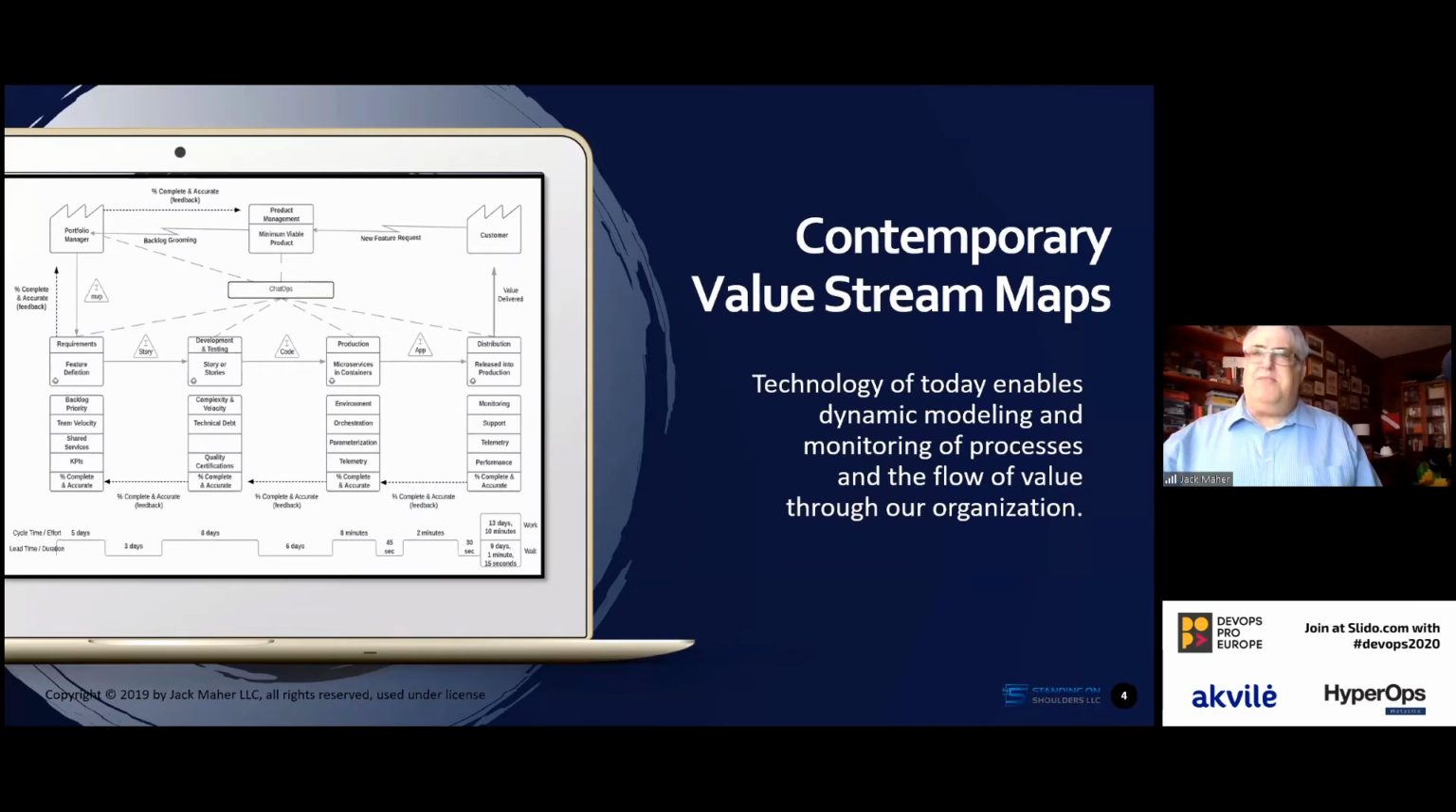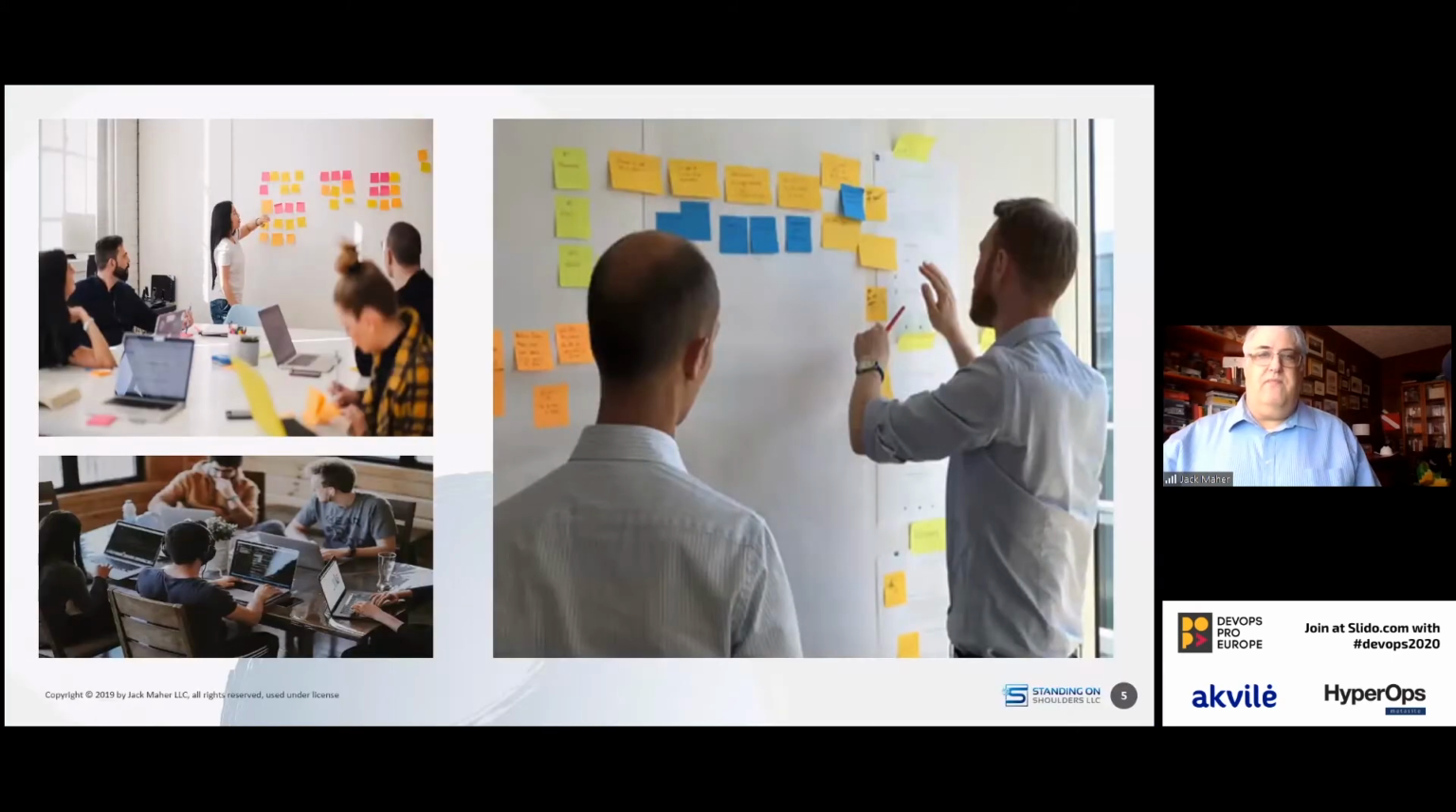The value stream maps of today, however, look somewhat different from what we've seen in the past. And one of the most interesting things about this new approach to this old tool is the ability to use technology to monitor our processes and the flow of value through our organization so that we can ensure that we are clear on what's happening and where we need to pay attention.